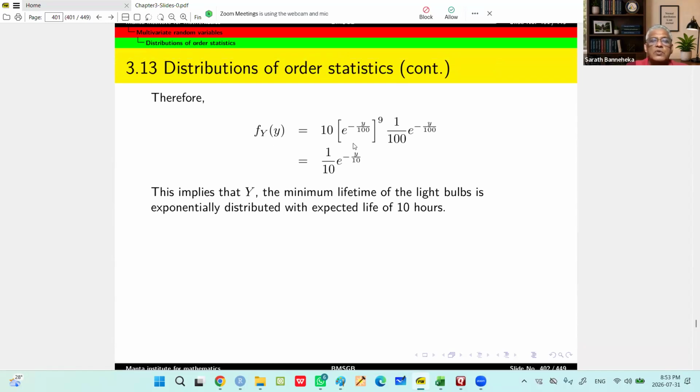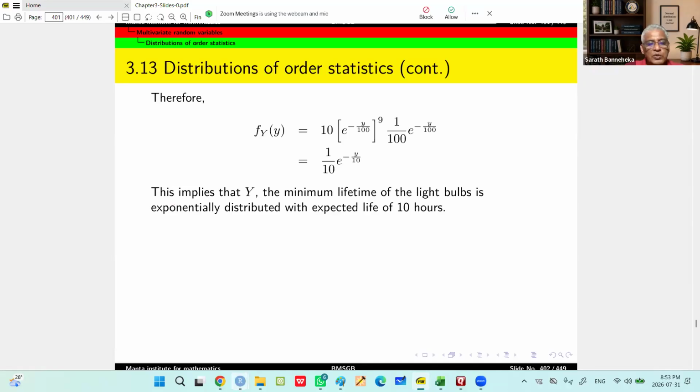And you can identify that this also is an exponential distribution, with mean 10. This implies that y, the minimum lifetime of the light bulb, is exponentially distributed with expected value 10. If the observations are in hours, then 10 hours. So that is the answer to this question. The distribution is exponential with mean 10.